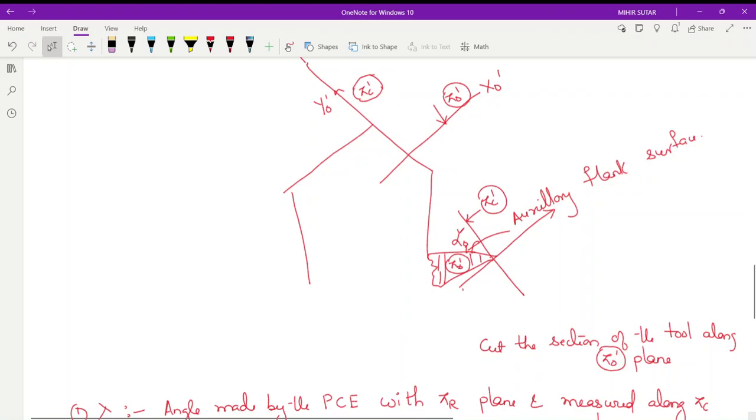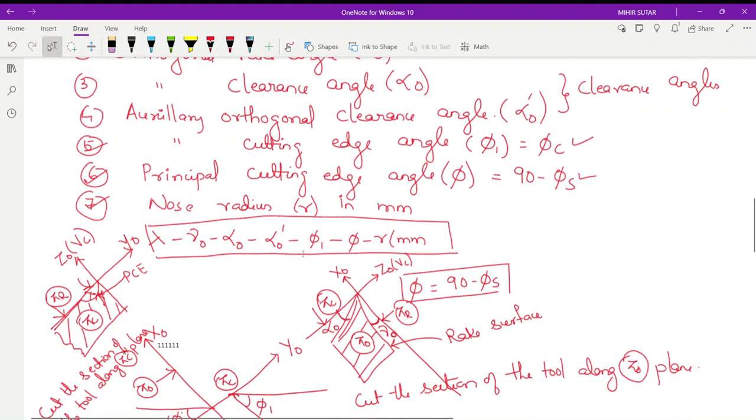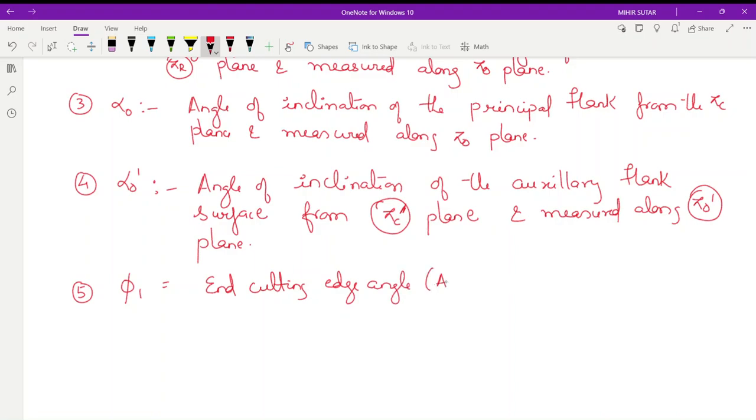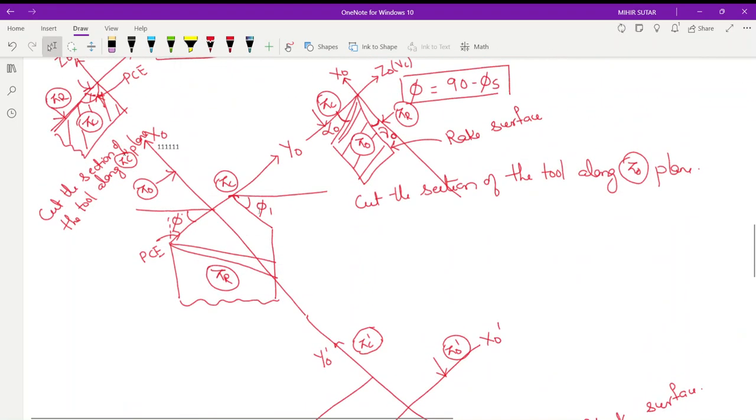Next is phi 1. Phi 1 is the auxiliary cutting edge angle. The auxiliary cutting edge angle in ORS system is the same as the end cutting edge angle of ASA system. So both are same, and definition also remains same. What is that? So it is this one, this phi 1.